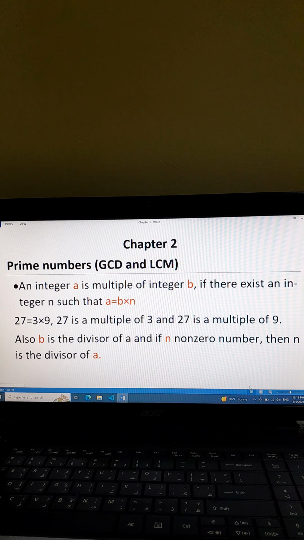An integer a is a multiple of integer b if there exists an integer n such that a is equal to b multiplied by n. For example, 27 is equal to 3 multiplied by 9, so 27 is a multiple of 3 and 27 is a multiple of 9. Also, b is a divisor of a if a is equal to b multiplied by n.